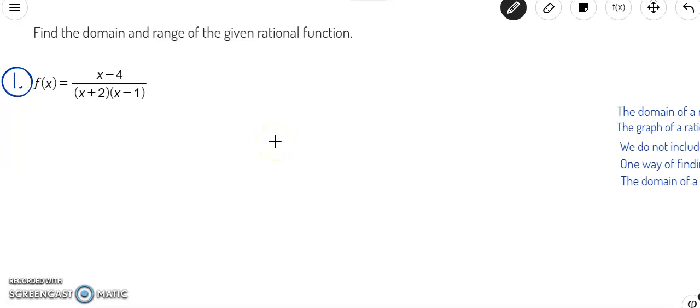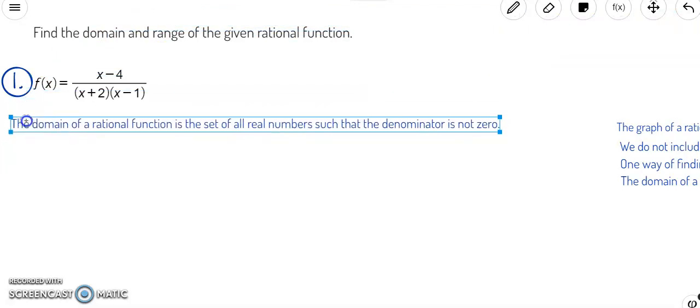So find the domain and range of the given rational function. We have f of x is equal to x minus 4 over x plus 2 times x minus 1. So kukunin natin ang domain ng given rational function. The domain of a rational function is the set of all real numbers such that the denominator is not 0.